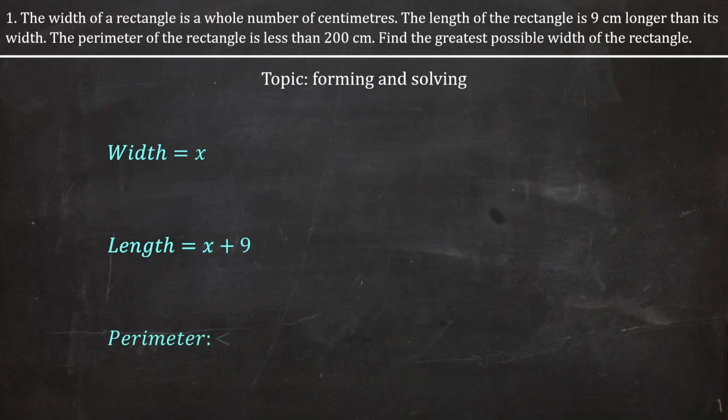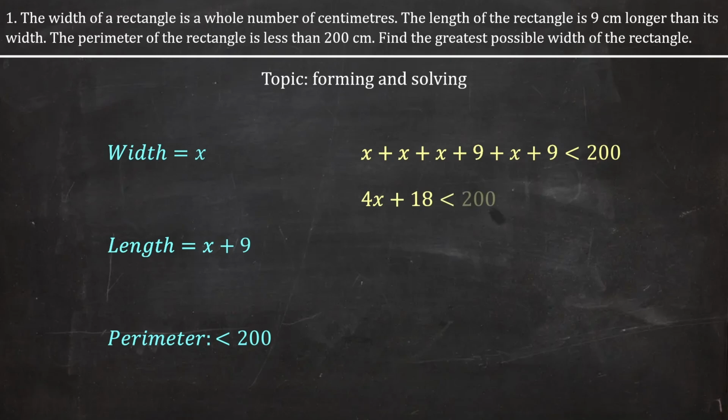From the question we also get that the perimeter has to be less than 200, so we can set up an inequality here. The perimeter, it's a rectangle, so it's going to have 4 sides. The sides are going to be x, x, x plus 9, x plus 9, and that whole thing has to be smaller than 200. Collect like terms here, you get 4x plus 18 less than 200. Take away 18 from both sides, you get 4x is less than 182. Divide both sides by 4, you get that x is less than 45.5.